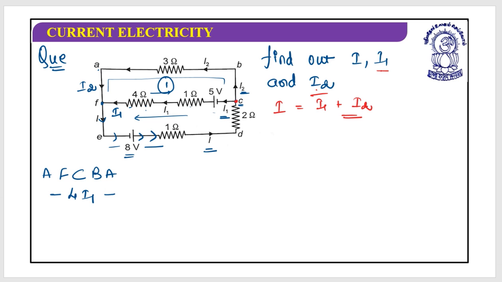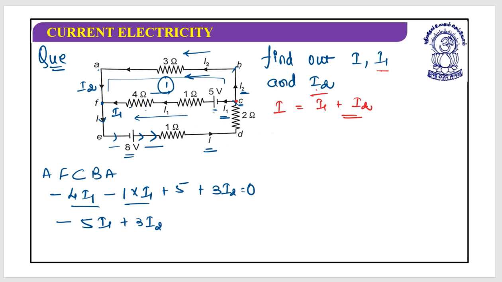Then minus 1 into I1. Then the positive terminal of the battery, it's a plus 5. Then from here to here, nothing to be written. From B to A, the current is moving in this direction, even I am moving in this direction, so this is plus. It's 3I2 and that should be equal to 0. So this is minus 4I1, minus 1I1, that is minus 5I1, plus 3I2 should be equal to minus 5. So if I multiply this with the minus, it's 5I1 minus 3I2 equals to plus 5. This is the first relation.